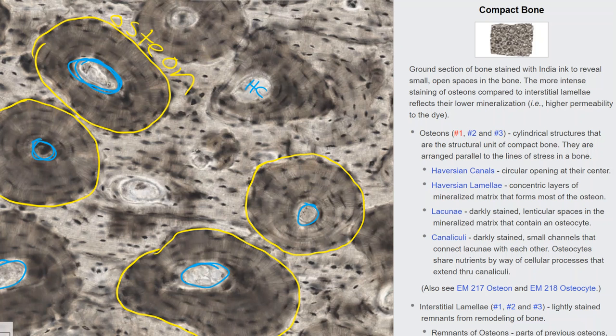I think that's really the only thing that we haven't seen. Oh, Volkmann's canals. So if this haversian canal is running kind of parallel to all these twigs down the length of the long bone, we need to find a canal that comes in perpendicular from the sides.